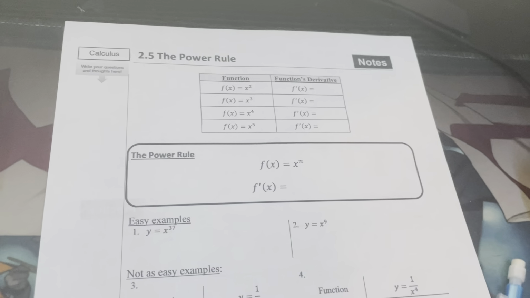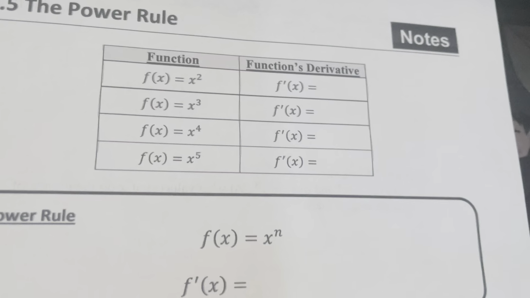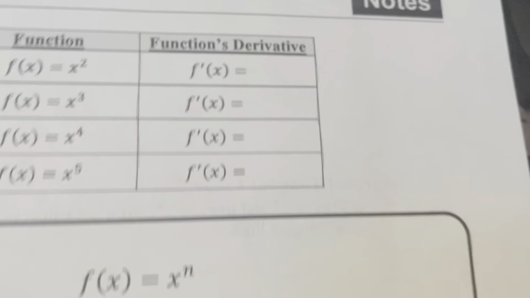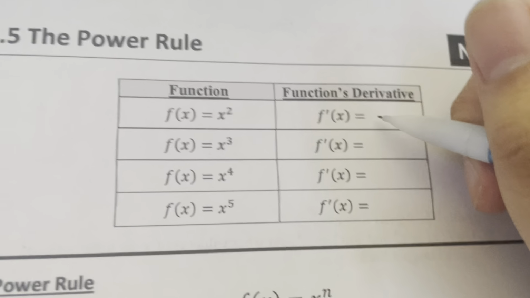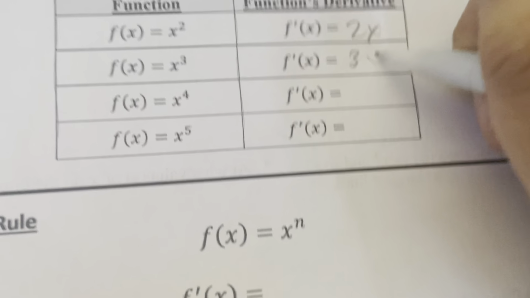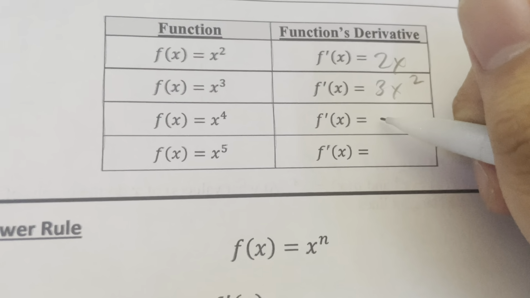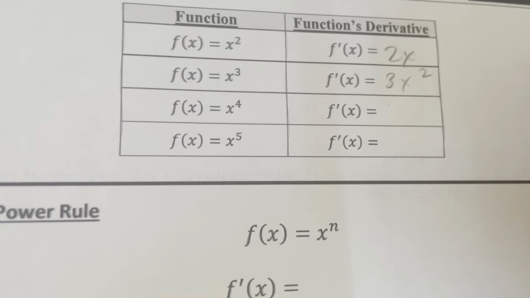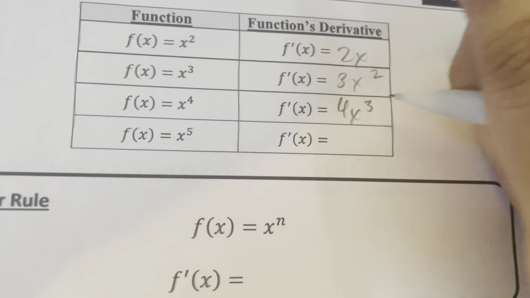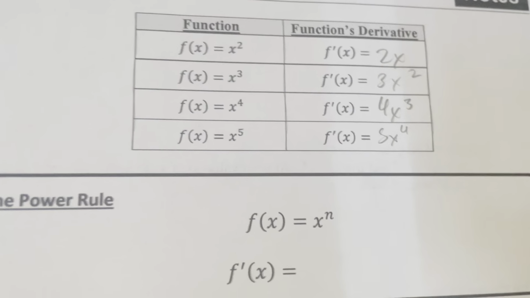Unit 2.5, the power rule. Each of these functions has a derivative. The derivative of x squared is 2x. X cubed is 3x squared. X to the fourth power is 4x cubed. And x to the power of 5 is 5x to the power of 4.